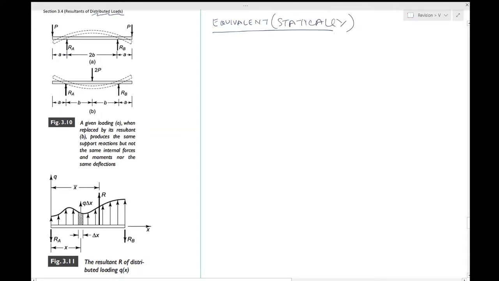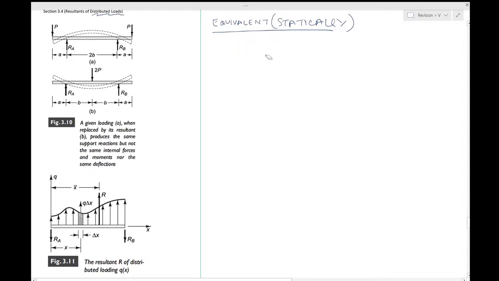if it takes the same set of additional forces to reduce each system to equilibrium, and we'll see what it means. A single force which is statically equivalent to a distribution of forces is called a resultant of that distribution of forces. So the idea is that if you have a distribution of forces like this, can you just replace it by a single force?